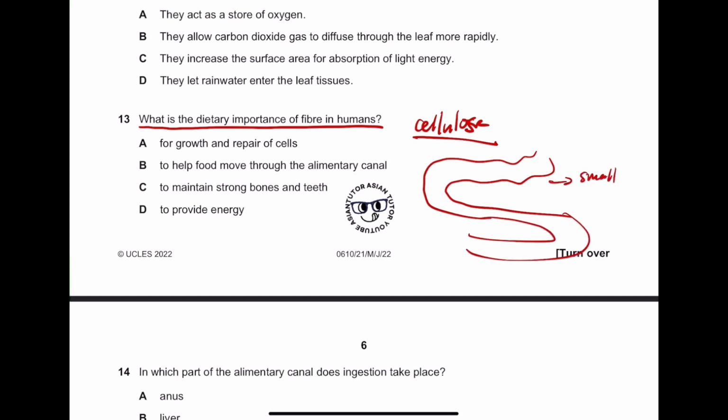and large intestines, the muscles in them, actually the muscles in small intestine and the large intestine, they contract and relax. It contracts and relaxes to digest the fiber. However, we can't digest the fiber because we don't have enzymes such as cellulases. So cellulases are the enzymes that digest.